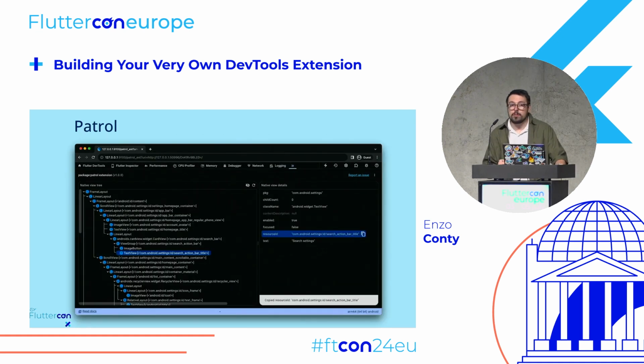We also have Patrol, which uses the DevTools extension to help you find native resource IDs. What does that mean? It means that, for example, if you have a pop-up on the screen that asks you for permissions, usually with Flutter test you cannot just tap it because it's a native permission. But with Patrol, you can find the ID of the button for allowing permission, for example, and you can click on it after you program for it. So these are in-depth tools that help you find other stuff.